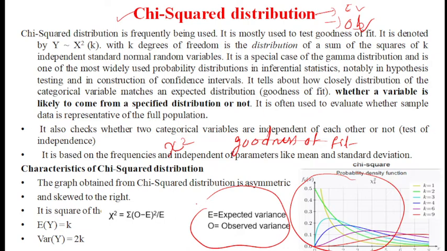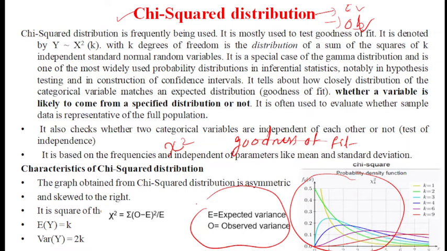It also checks whether two categorical variables are independent of each other or not. Note down the points, guys. This chi-square distribution helps find whether the variable comes from a specified distribution or not, and whether two categorical variables are dependent or independent. It is based on the frequencies and independent of parameters like mean and standard deviation. These are the important key points of this chi-square distribution.